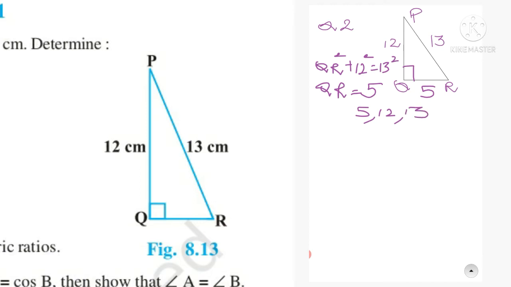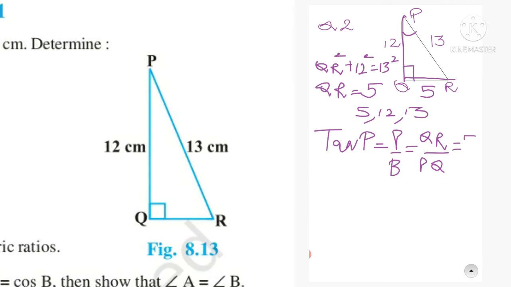Alright. So now you are supposed to find out tangent P minus cot R. Let us see the value of tangent P. First the formula. It is "proper brush", perpendicular through base. Now when the angle is P, perpendicular is QR. So I have QR upon base, which is PQ. Why? Because we are considering angle P, and base is the line which joins the angle to the right angle. So I get my answer as 5 by 12. No need to write down the units and then cancel it. Tangent P is 5 by 12.